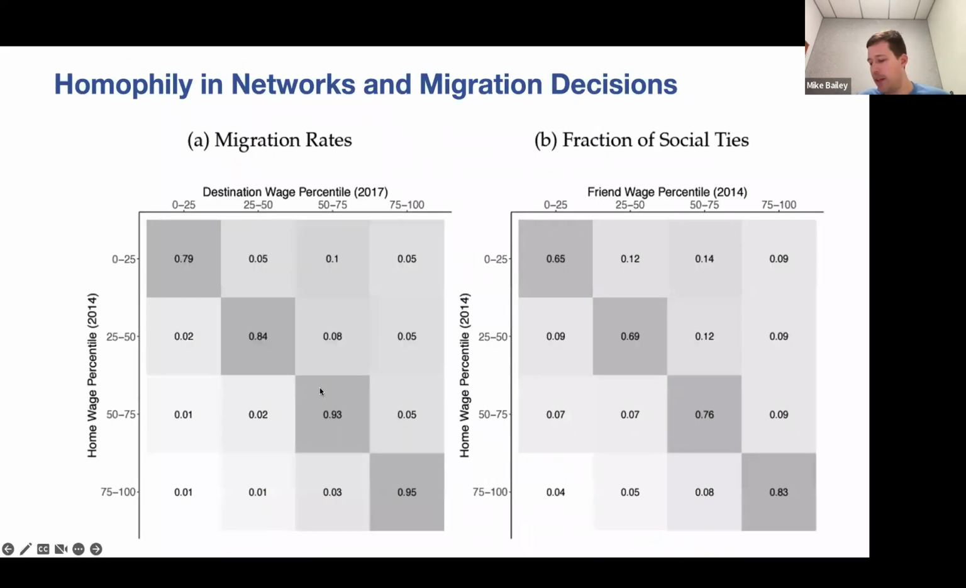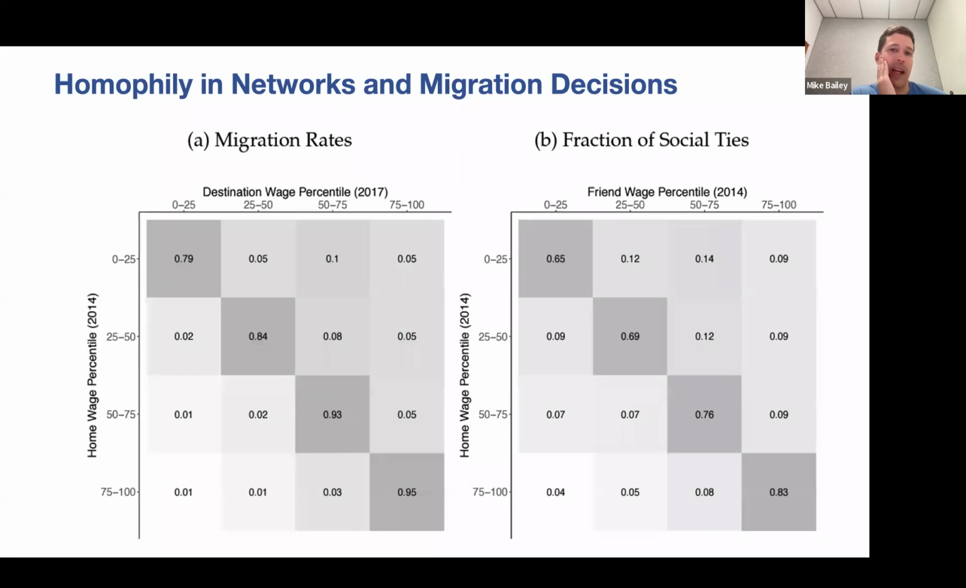I think given we're low on time, I'll just show a few of these slides. If you look at migration rates by home wage percentile, you see that people in India mostly migrate to a district with a similar income to the one they're in. Those who live in the bottom quartile of home wage percentile move to an area where the destination wage is in that same quartile about 80% of the time. And those in the highest quartile move to one in a similar quartile 95% of the time.